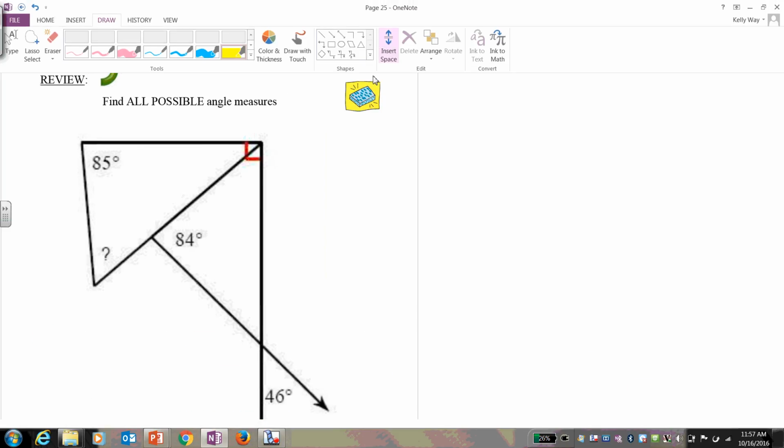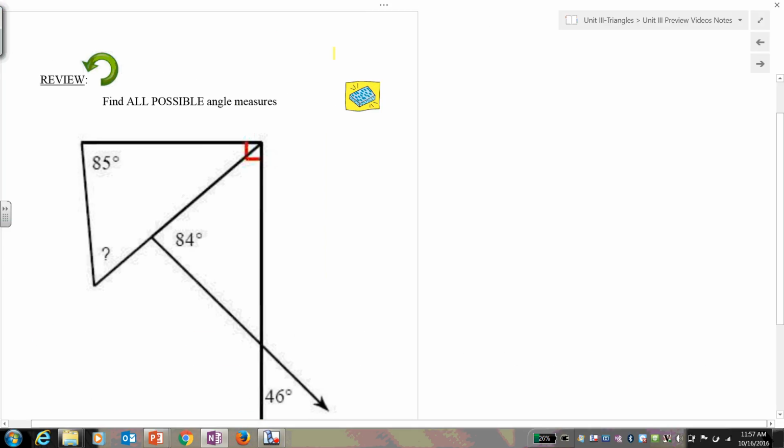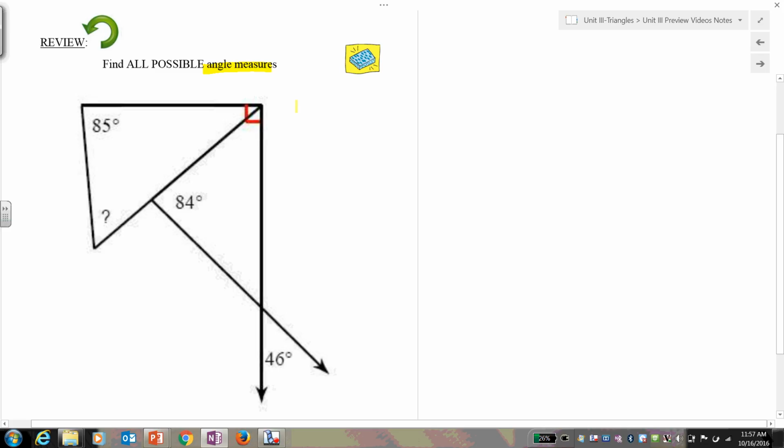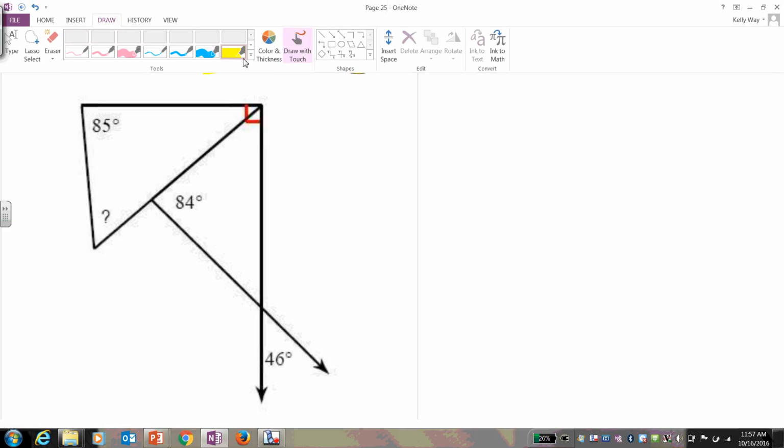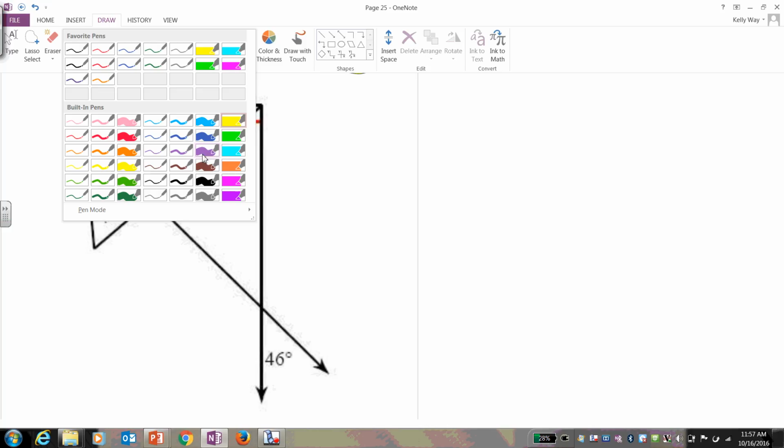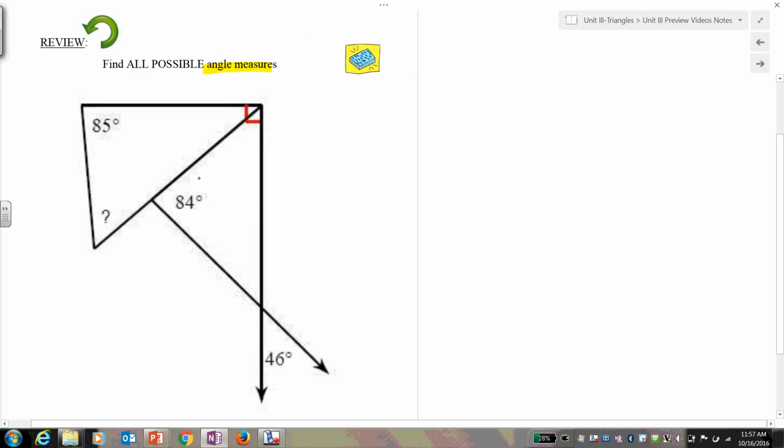Let's do some review first. I want you to find all possible angle measures in this diagram by yourself, then turn the video back on. Pause. Welcome back. Hopefully you found these completely on your own and you're not just waiting for me to give you the answers. That's how the brain works. It's called learning, folks. Ready?